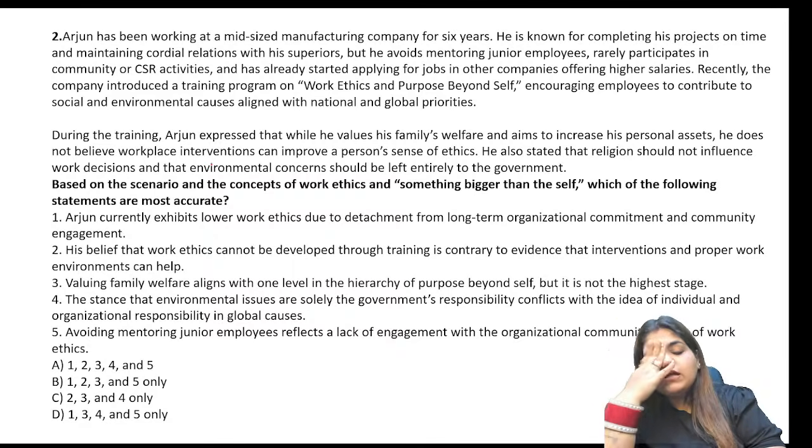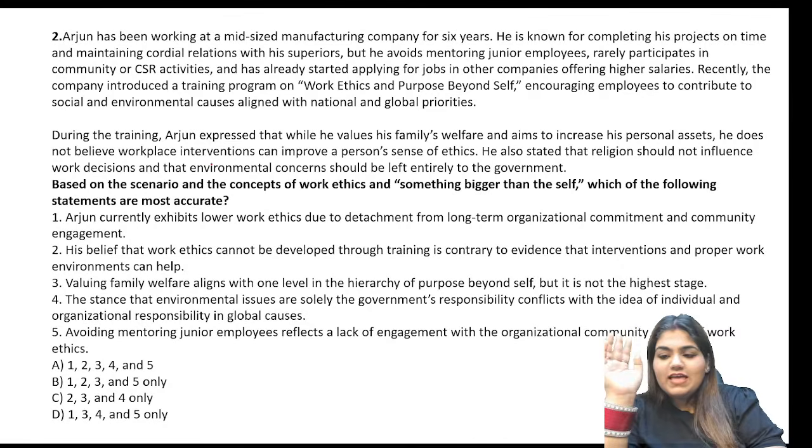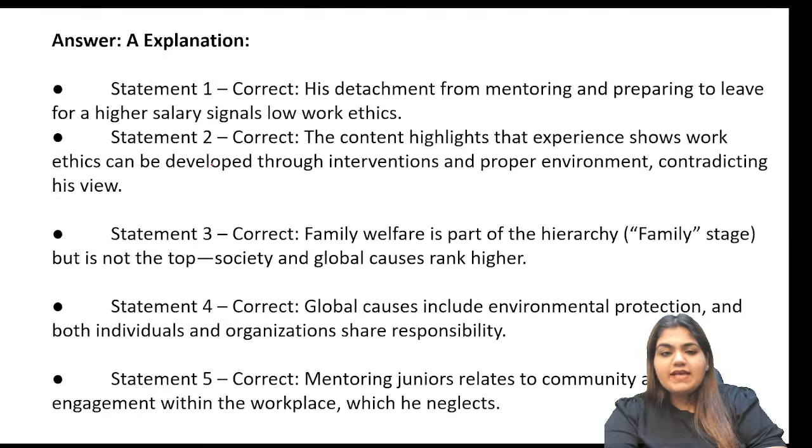Sorry, A. I have said telling A. Actually, D is actually what all is. A is the correct answer.